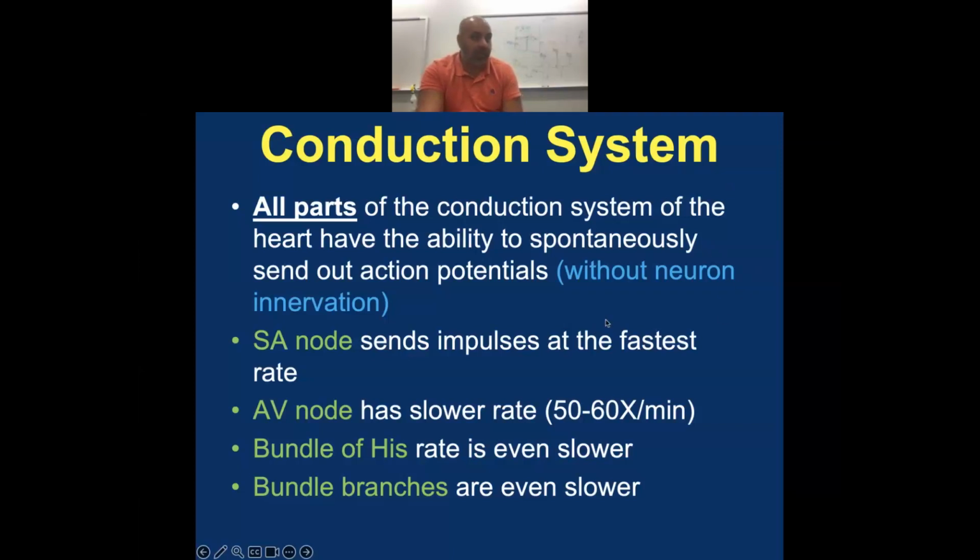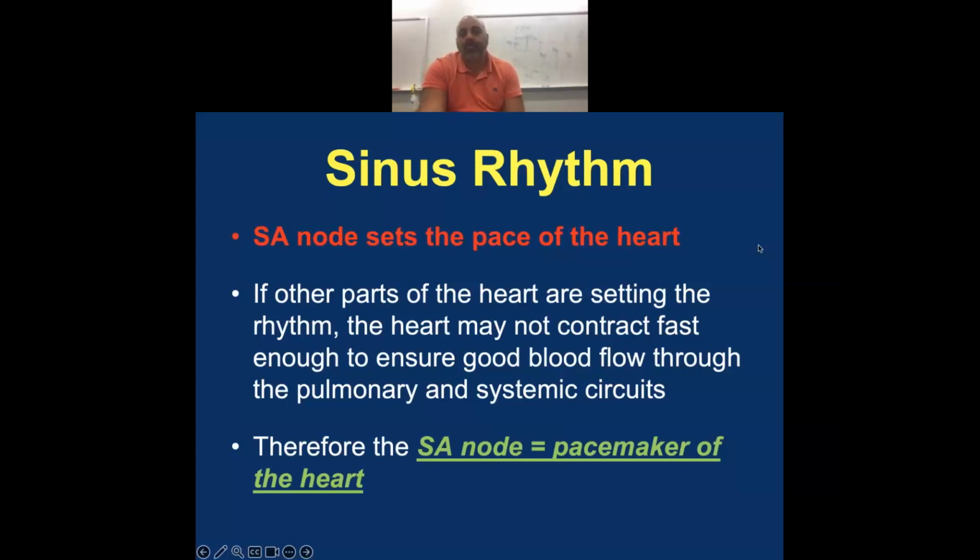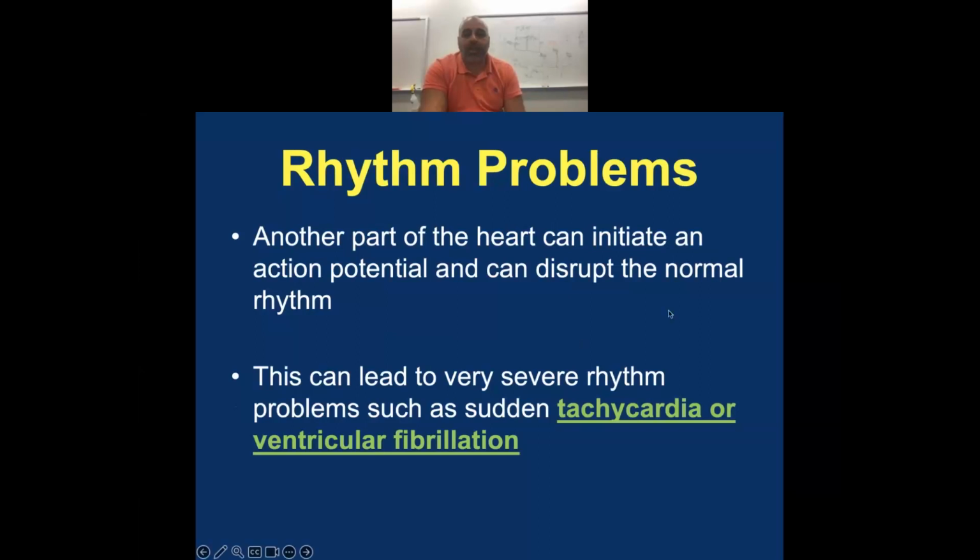All right. All of them are without neuron innervation. There's no nerve controlling this. The SA node sends out the pulse. Everyone just transmits it. If it fails, then the others start to take over. So the SA node, the pacemaker, will speed up or slow down depending on the demand of the body.